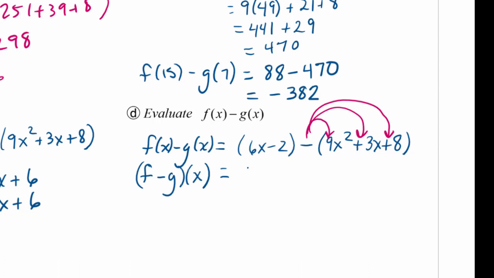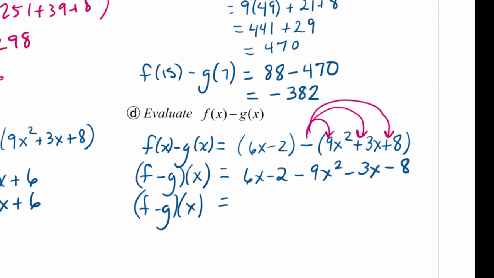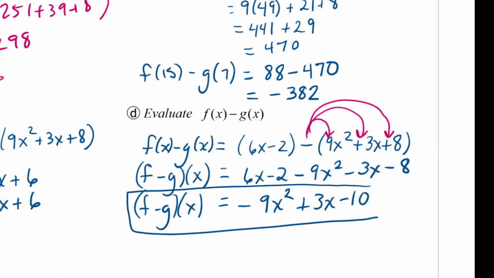So now I've got here 6x minus 2 minus 9x squared minus 3x minus 8, changing all those signs. Then I have here minus 9x squared, a positive 3x, and negative 10 for my new function. It's a degree 2 function. It's a parabola. Okay, this difference function, we call that the difference function. It's still a parabola, but I'm going to tell you something about this parabola.